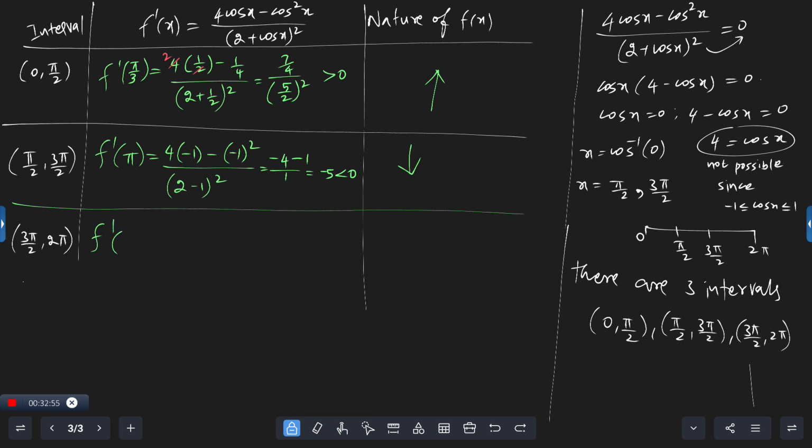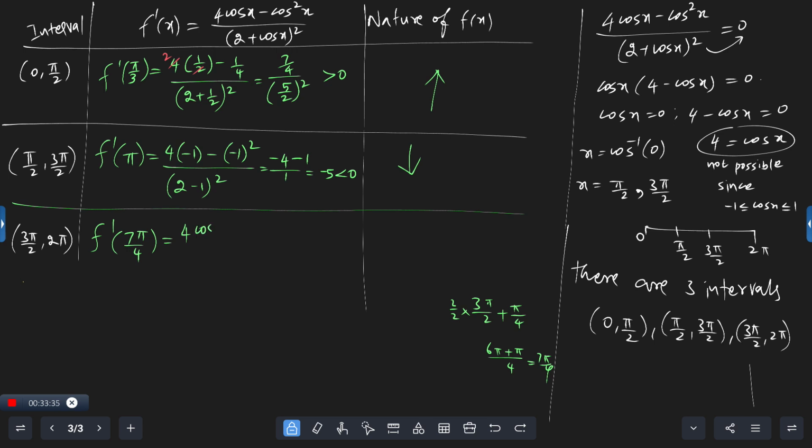More than 270, less than 2 pi. So any easy number we can take. Shall we take 3 pi by 2 plus pi by 4, that means 45 degrees? If you give this, what am I getting? 6 pi plus 1 pi divided by 4, which is equal to 7 pi by 4. So I am giving 7 pi by 4. Then what am I getting?